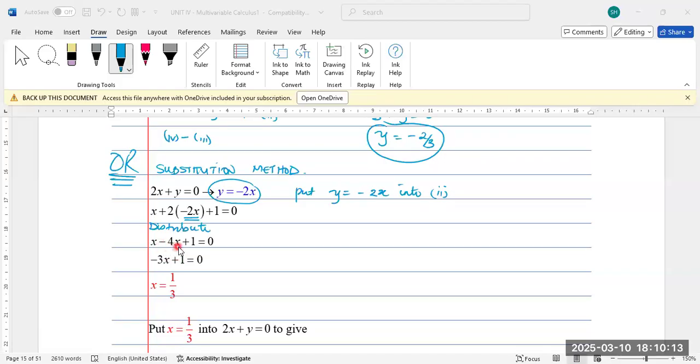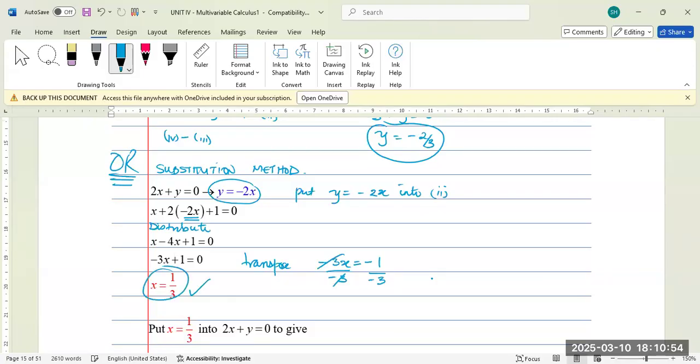And then x minus 4x is going to be equal to negative 3x plus 1 equals 0. Then I'm going to transpose. So I'm going to say negative 3x is equal to negative 1. Divide both sides by negative 3. And then x is going to be equal to 1/3. That's what you did, Tariq? Yes, sir. That's what I started to do.